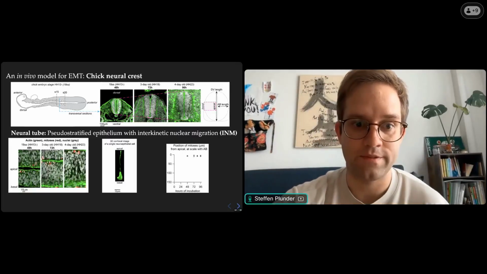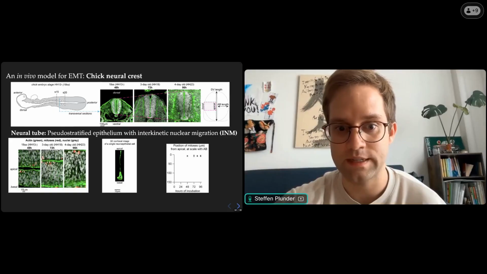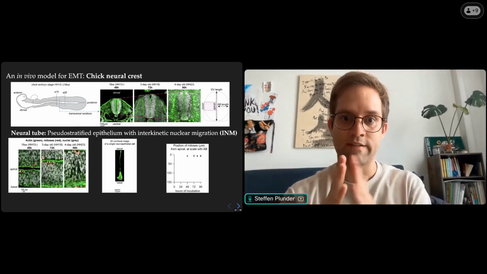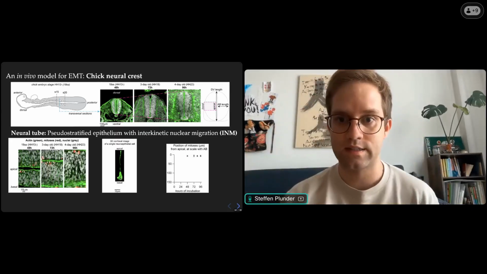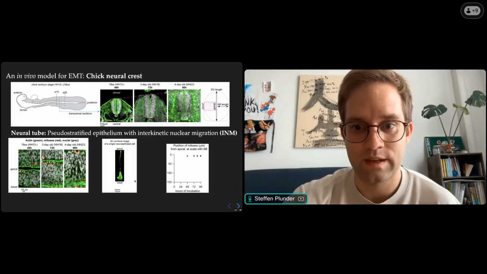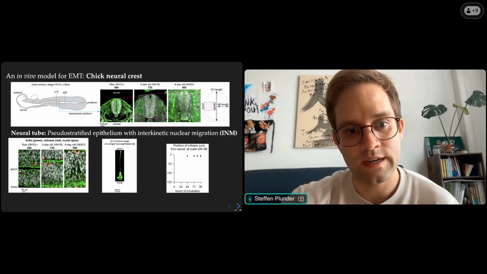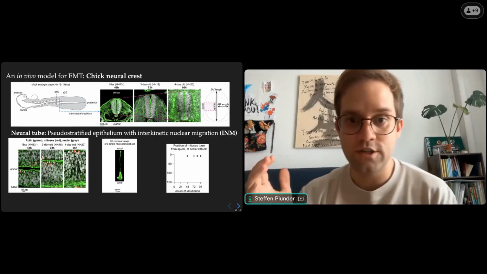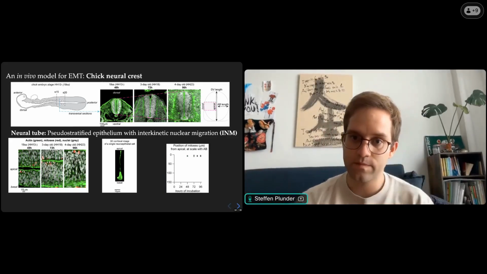These cells here are epithelial cells, and they have this particular form: they have a nucleus in one region and a very slim body everywhere else. It's like a tennis ball in a sock. And in this tissue, we can trigger EMT.